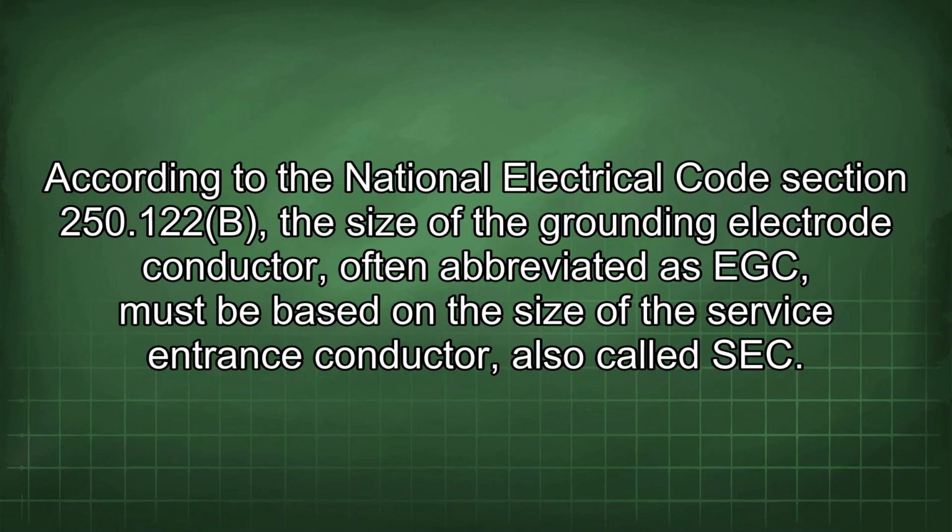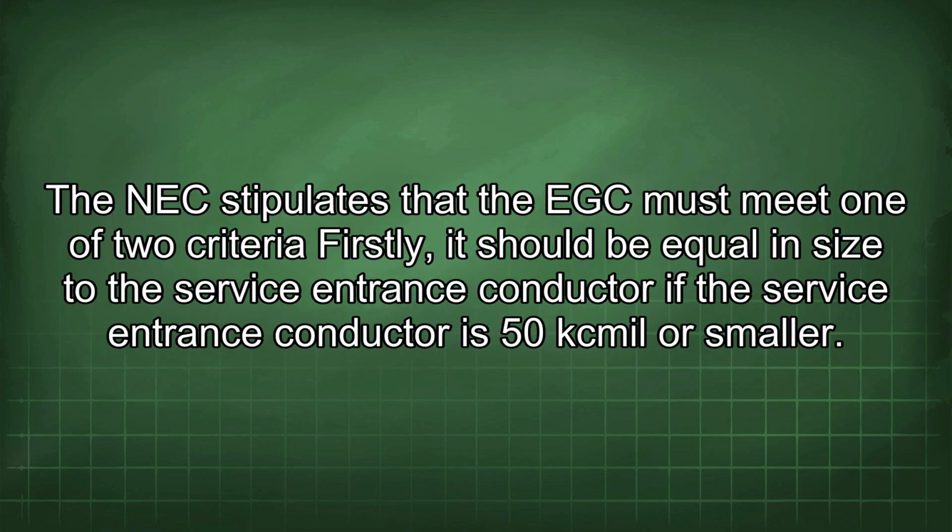According to the National Electrical Code Section 250.122(b), the size of the grounding electrode conductor, often abbreviated as EGC, must be based on the size of the service entrance conductor, also called SEC. The NEC stipulates that the EGC must meet one of two criteria.